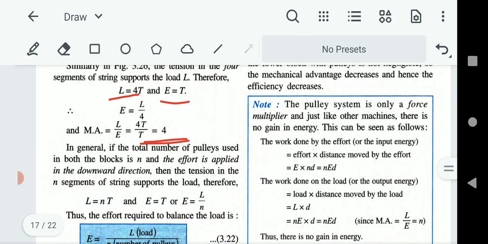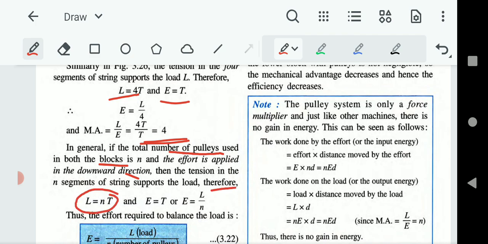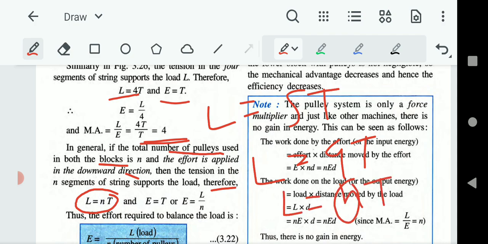So in general, what we have seen is that if the total number of pulleys used in both the blocks is N and the effort is applied in the downward direction, then the tension in the N segments of string supports the load. Therefore L equals NT. So L equals 5T in case of 5 pulleys, L equals 4T in case of 4 pulleys. That's why L equals NT. Very simple thing. N is the number of pulleys. And E equals T.